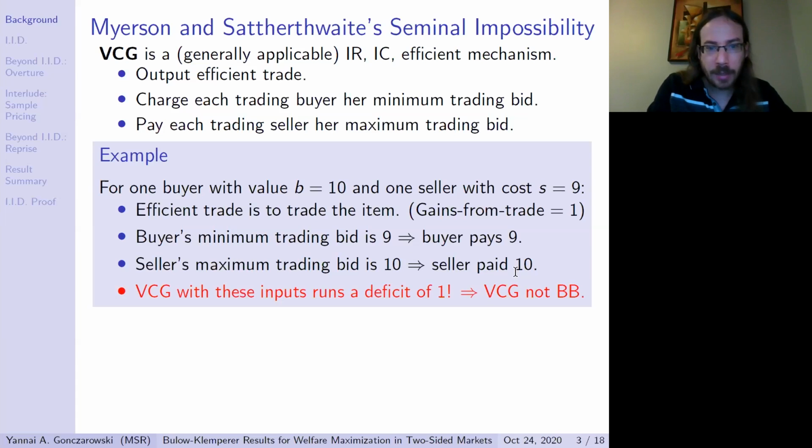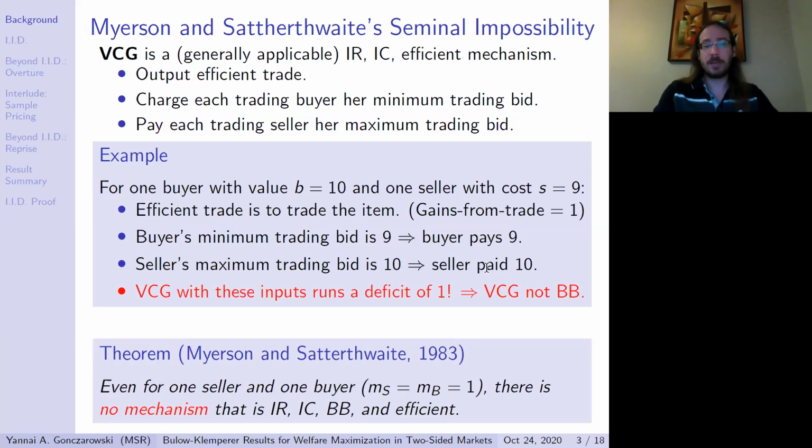And VCG runs a deficit of 1, because it has to get 9 from the buyer and somehow pay 10 to the seller. So VCG is not budget balanced, and that's the problem with using VCG in this setting. More generally, there's a beautiful impossibility result by Myerson and Satterthwaite saying that, regardless of the mechanism that you use, even for one seller and one buyer, there is no mechanism that is simultaneously individually rational, incentive compatible, budget balanced, and efficient.